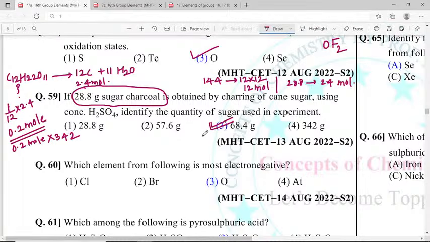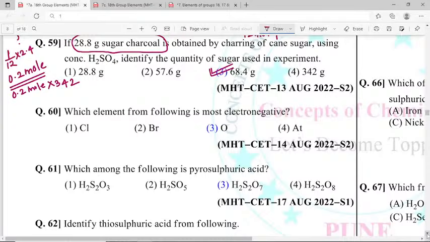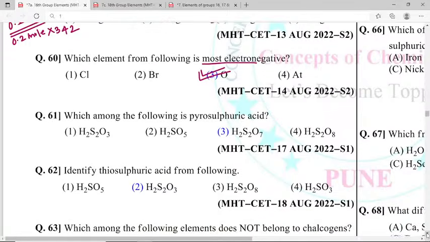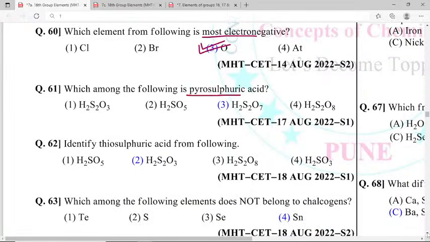Okay, next question. This is a very, very important question. Question number 59, numerical question. Which element from the following is most electronegative? Oxygen. Oxygen is the most electronegative element, because electronegativity value decreases from top to bottom. Which among the following is a pyrosulfuric acid? It is called oleum. Oleum is the answer.